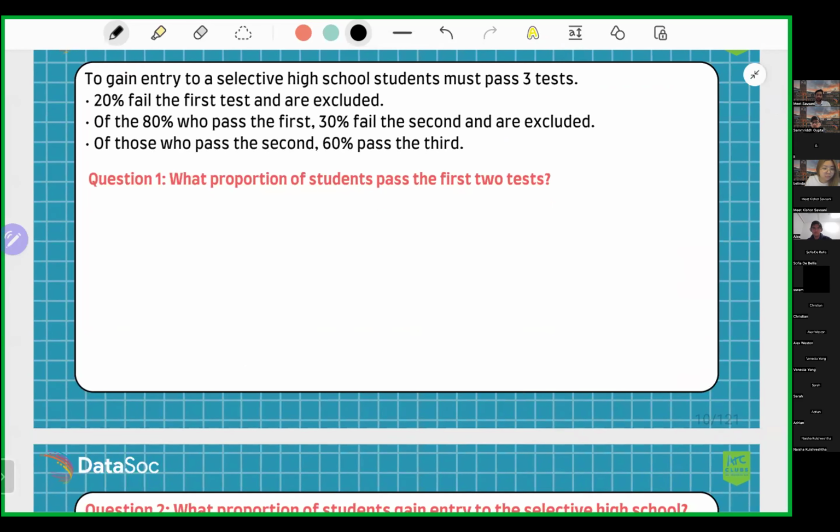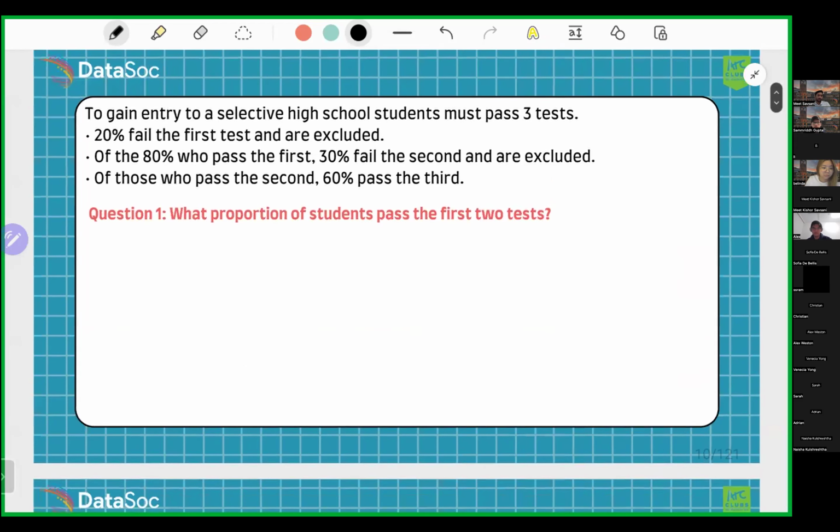All good? Okay. So we'll move on. This question is of multiplicative law, or the joint probability question. Let's read the question and let's know what we have.